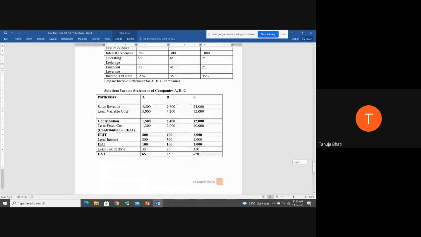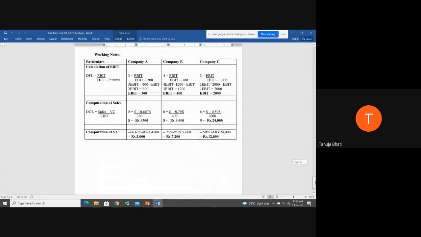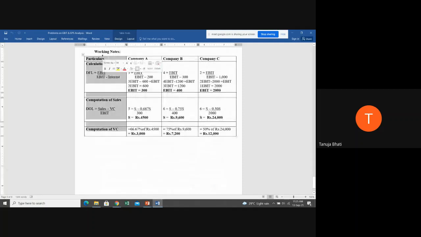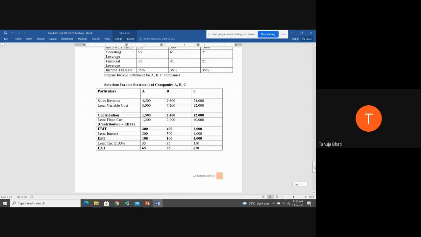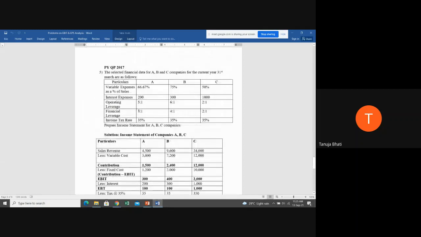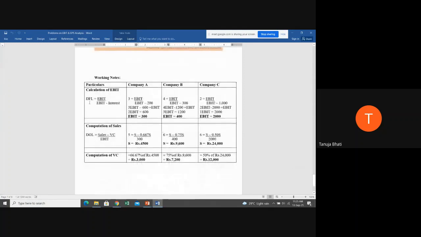So let us see the working note. See here, students, what is given here is the working note for company A, B, C. I do it for company A. On the same lines you have to do for company B and company C. So here, the degree of financial leverage is given as 3 times. So financial leverage is 3 times for company A.